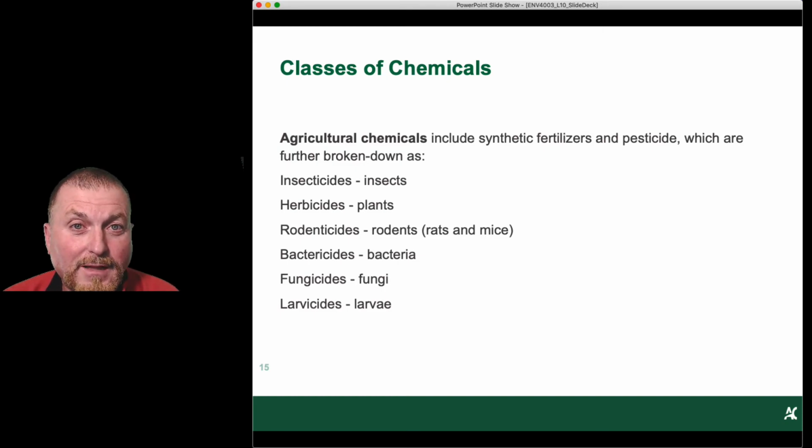And there's lots of different classes of these: insecticides, herbicides, rodenticides, bactericides, fungicides, larvicides. It's a huge industry. And some of the recent court cases around glyphosate and various classes of agrochemicals are examples of the fear that people have around these things and the issues around regulating agrochemicals.